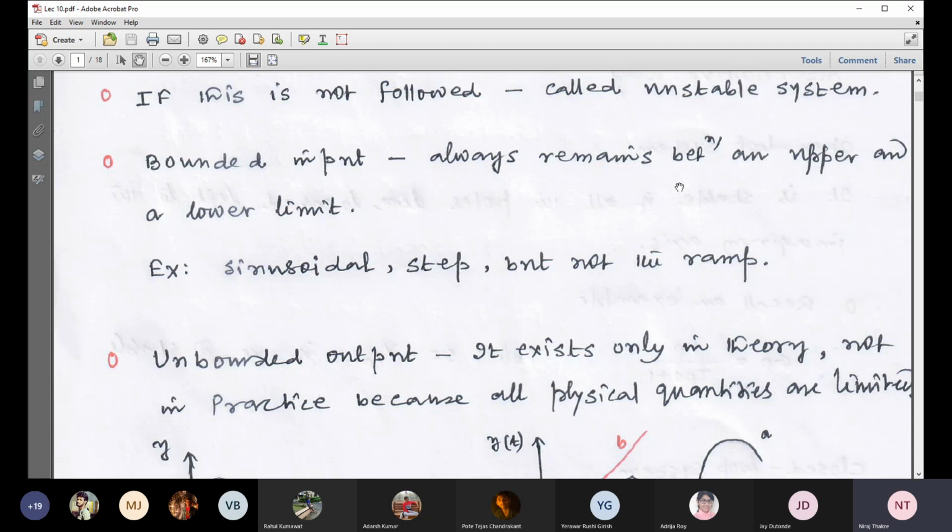If we consider a valve, it's minimum 0% opening, maximum 100% opening. We cannot entertain more than 100 or lower than 0 because it has certain physical limitation. So therefore, this unbounded term does not exist in practice. But in theory, we can consider this. The same thing is applicable for input also. It's not only output. It is also true for input.